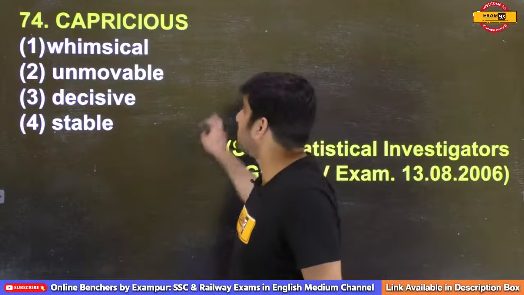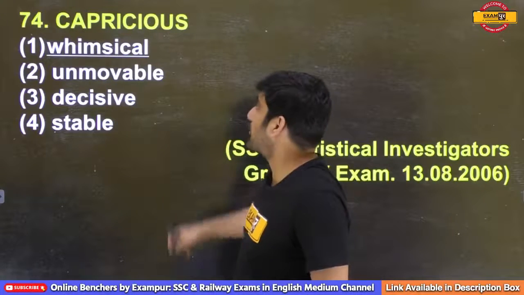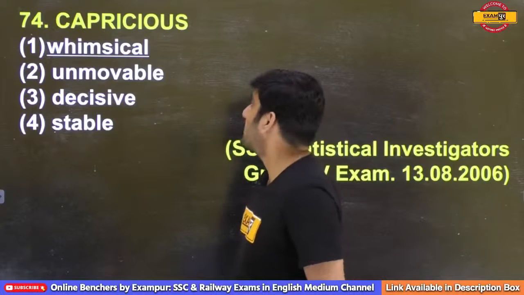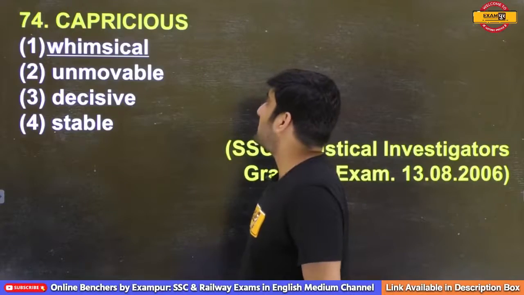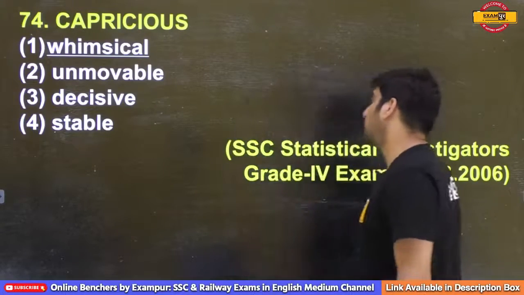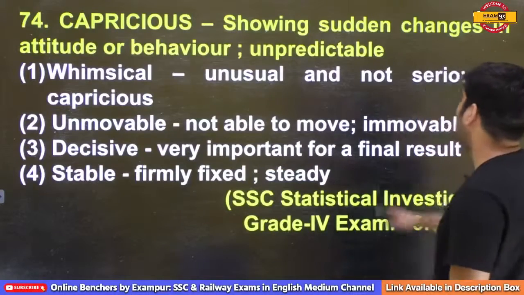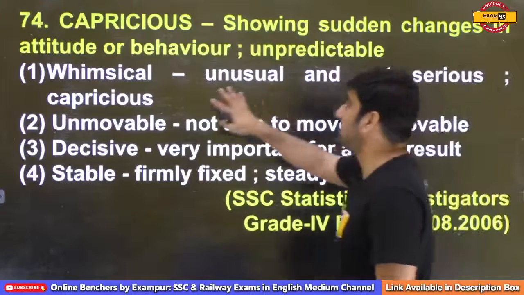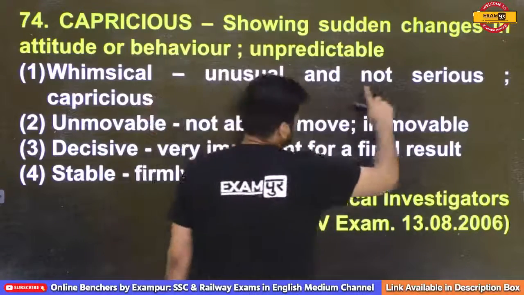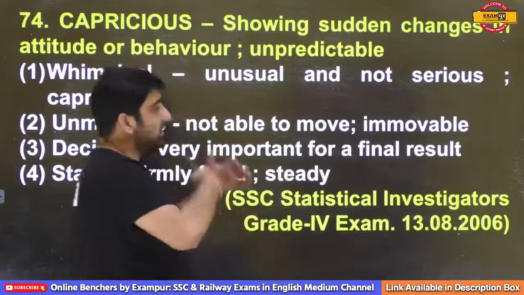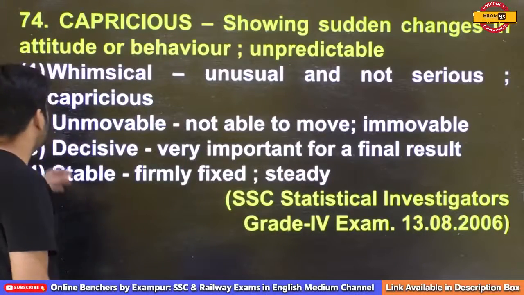Okay, thank you so much guys. The answer is option number 1, that is whimsical. Whimsical means capricious. If you look at the word, you will realize that whimsical means unusual and not serious, means capricious. One who is not sincere or serious will be changing itself.